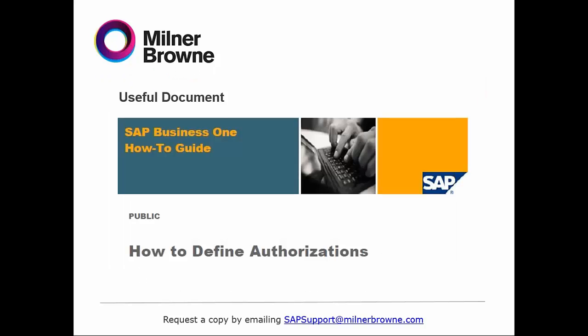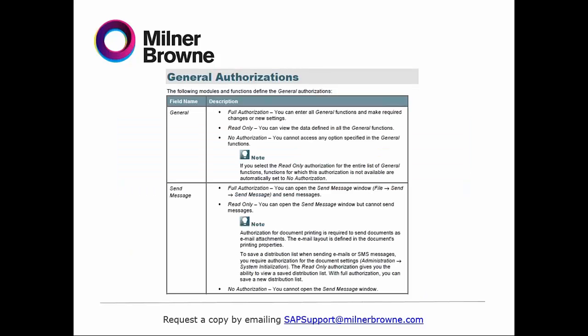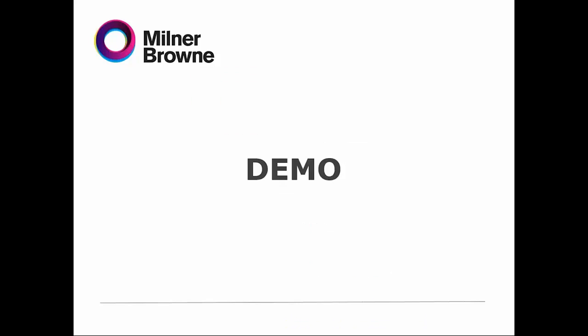A very useful guide, how to define authorizations. You can request a copy via SAP Support at milnerbrowne.com. It will also be available on Milner Browne's website. Here's another example of the general authorizations from within that document. With that, we'll take you through a demo on SAP on working with alerts.